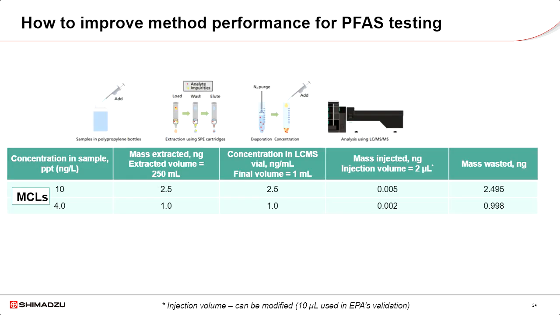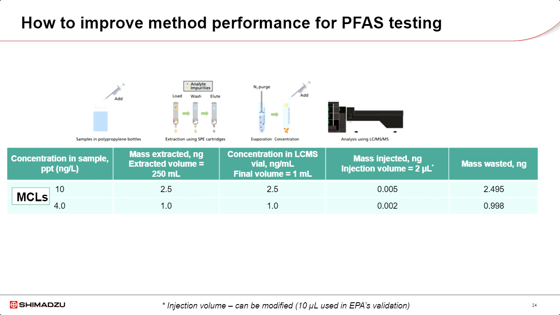Before closing the webinar, I want to take a few minutes reviewing some analytical chemistry concepts that help with improving the method performance for PFAS testing. I pick 2 concentrations, 10 and 4, since those are the maximum contaminant levels included in the PFAS regulation. Those concentrations are in ppt, nanograms per liter.